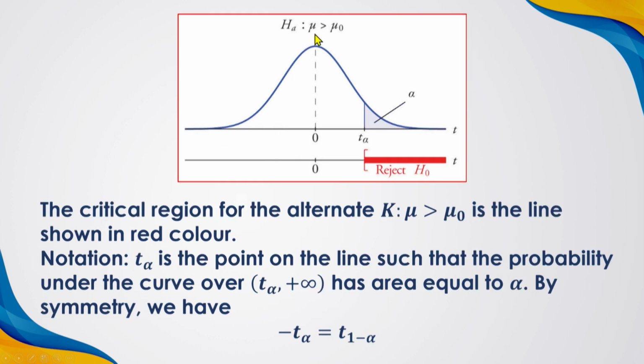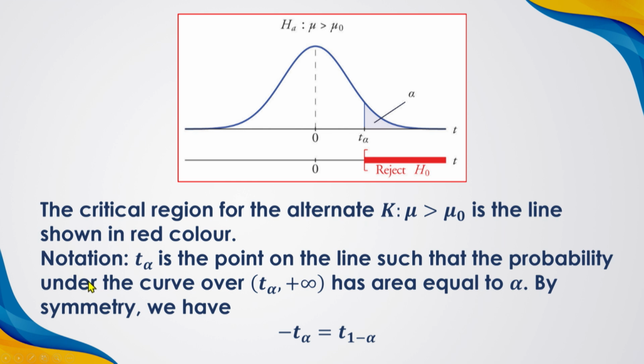For the alternate K, mu greater than mu 0, the critical region is the line shown in red color. Here the starting point is t alpha, and the area under the curve from t alpha to the right-hand side is alpha.